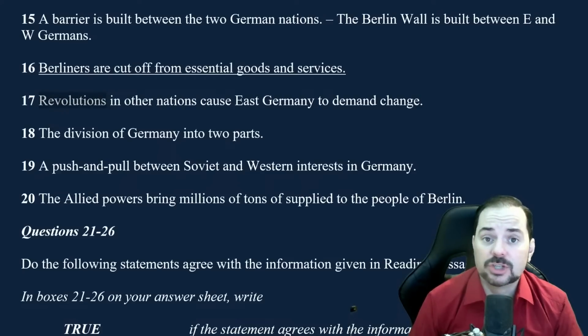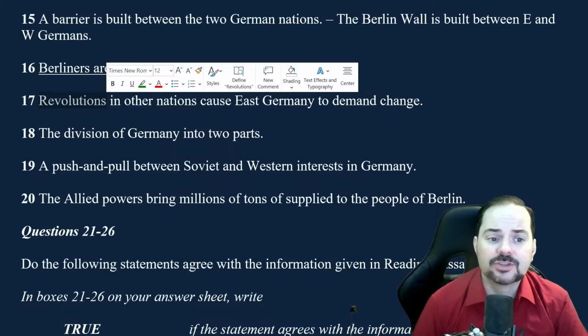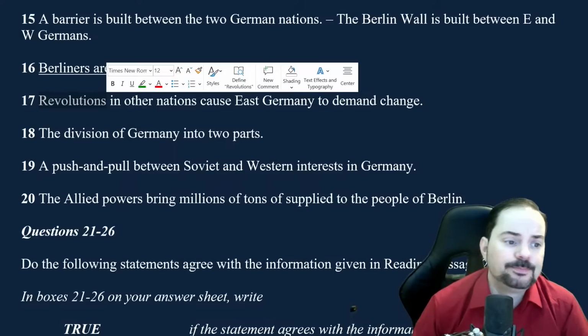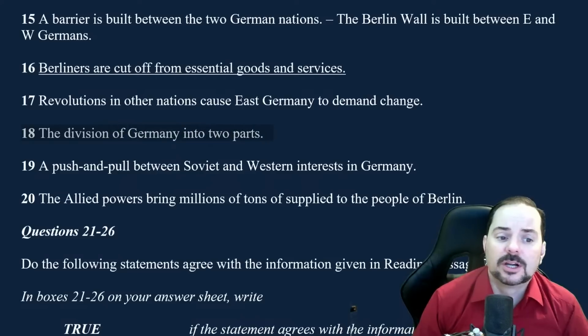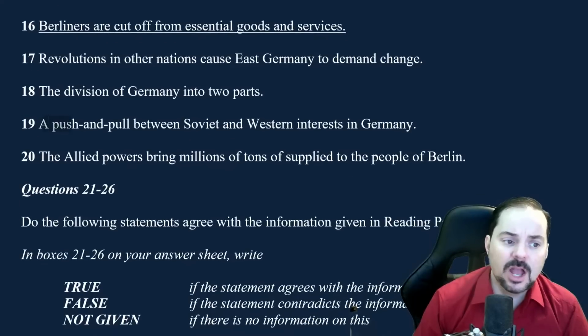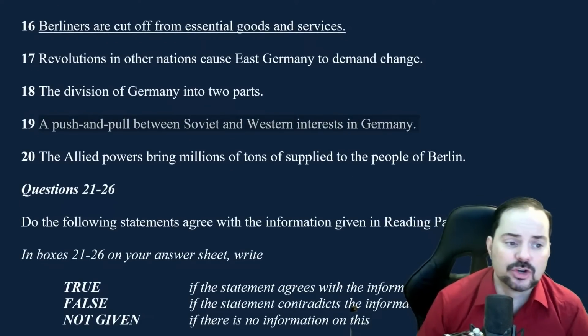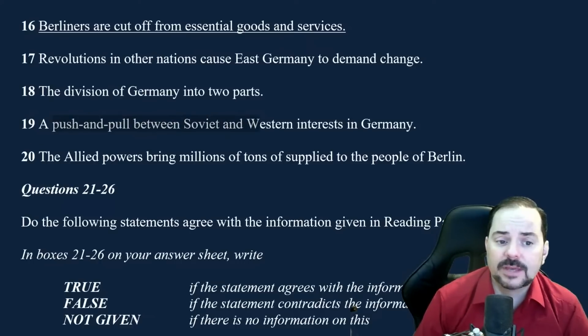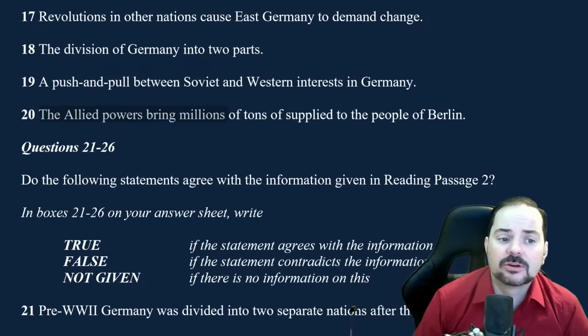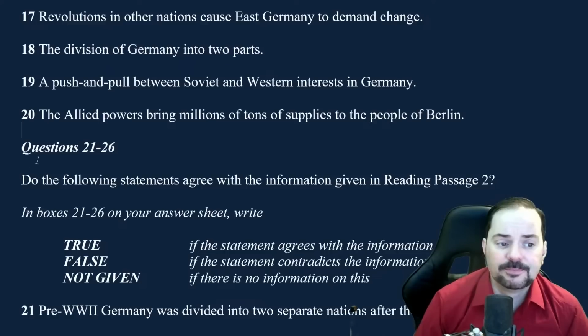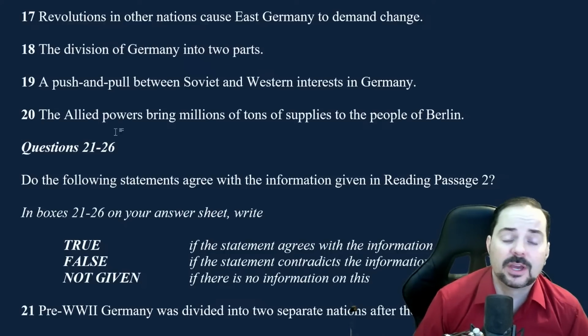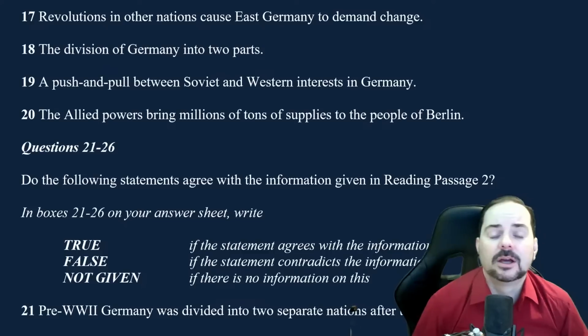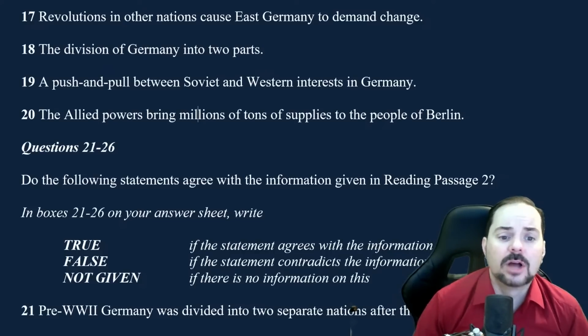So, revolution is a civil uprising, civil conflict in other countries result in East Germany wanting to change. The division of Germany into two parts, the separation of Germany into two halves, a push and pull between Soviet and Western interest in Germany, a tug of war between Soviet and American, British, French interest in Germany. The Allied powers bring millions of tons of supplies to the people of Berlin. So the Americans, the British, okay, again, you should know the Allied powers were the British, the Americans, the French, bringing a lot of supplies to Berlin.